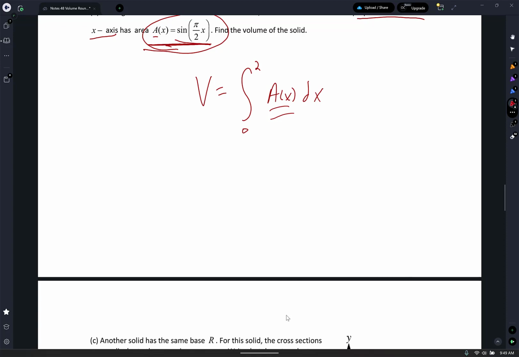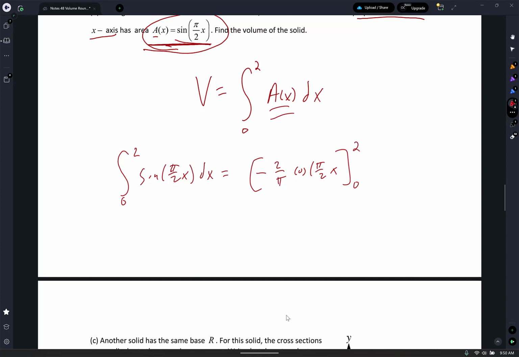So here we go. Integral from 0 to 2 of sine of pi over 2x. They're testing to see if you know how to do the antiderivative of that. What is the antiderivative of sine of pi over 2x? It is negative 2 over pi cosine of pi over 2x. Yeah, you're right. The derivative of cosine is negative sine, so you got it right.